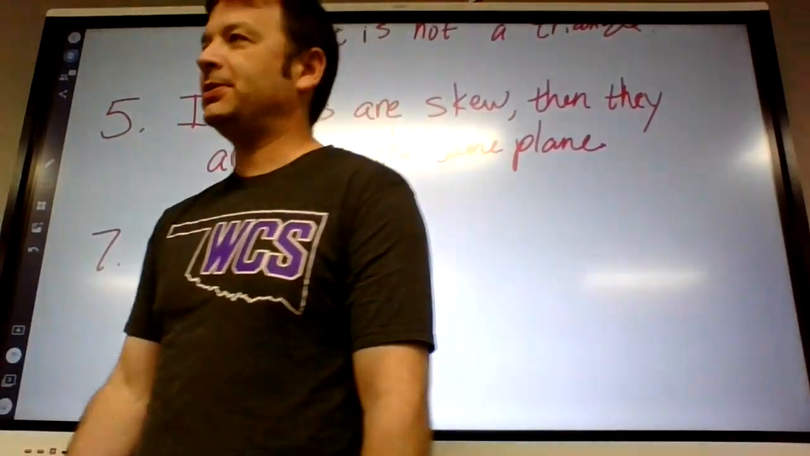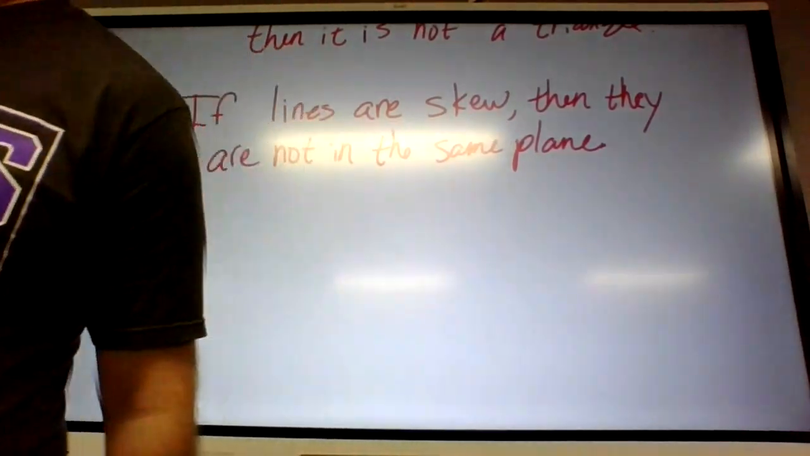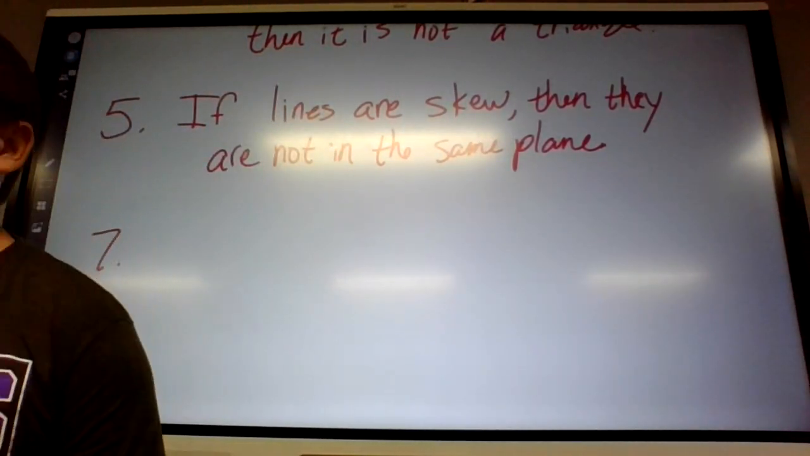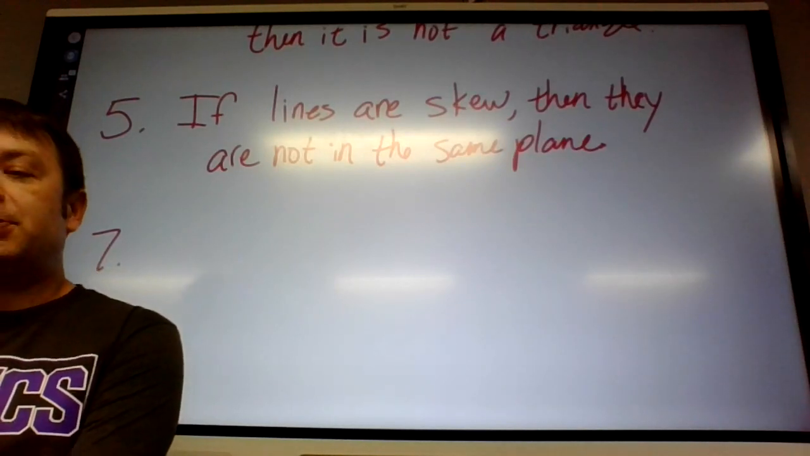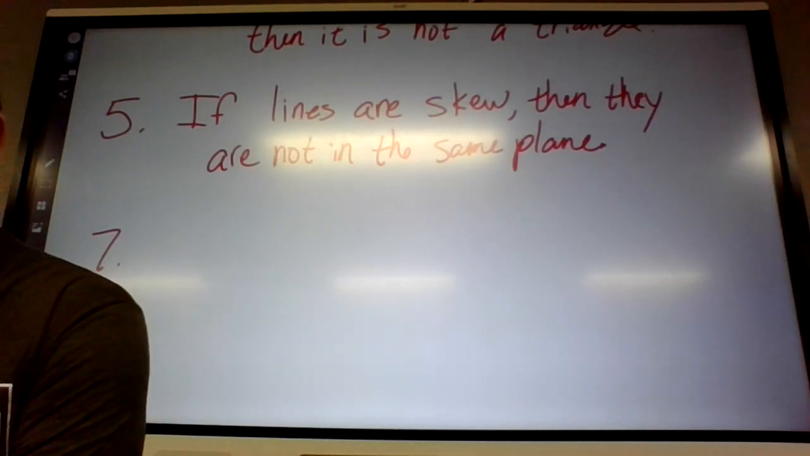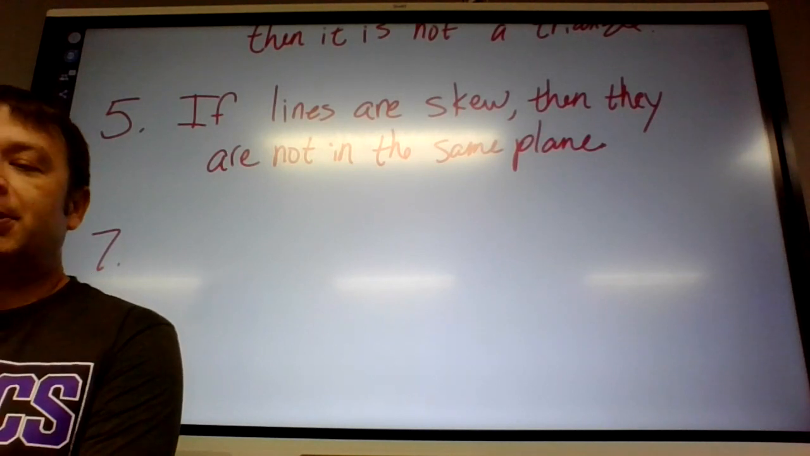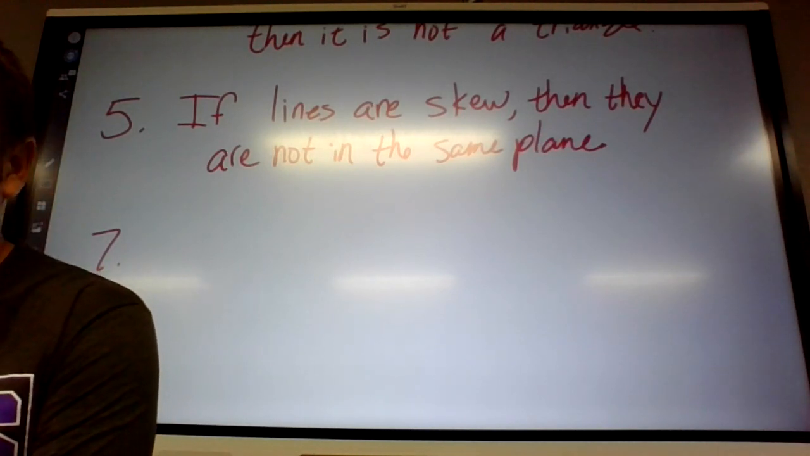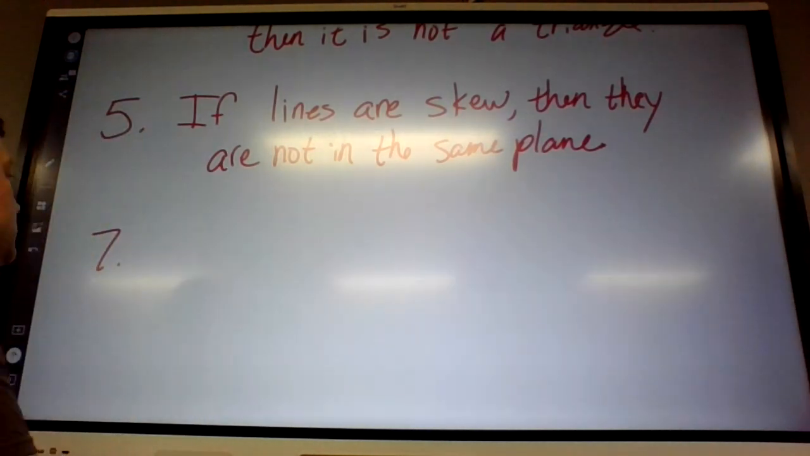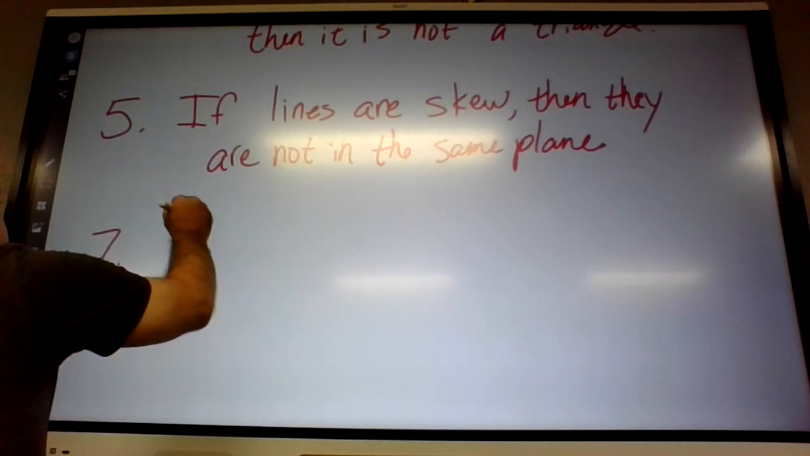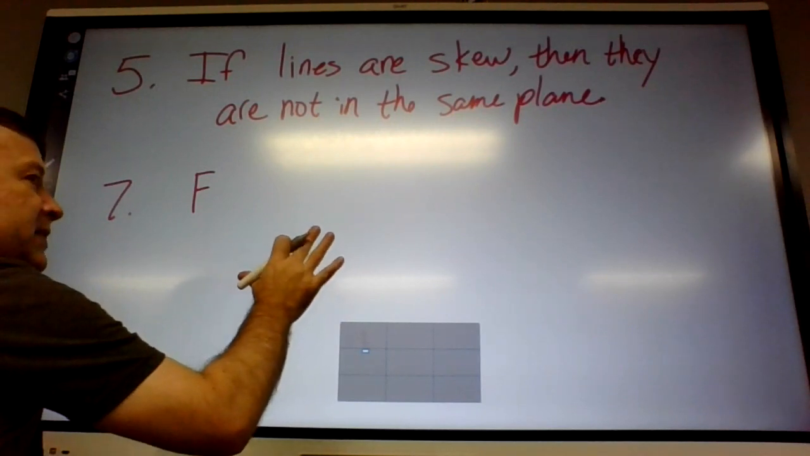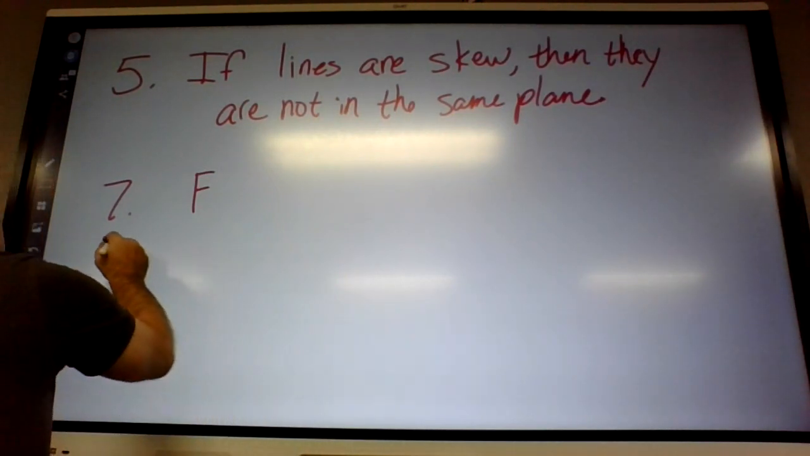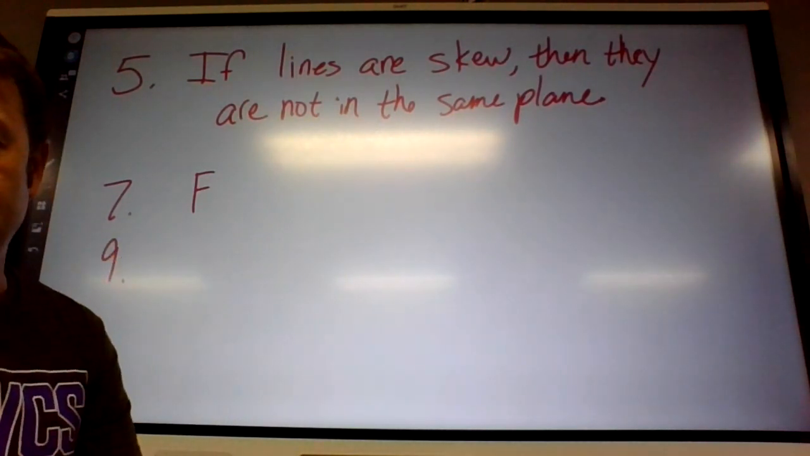Okay, 7. This one's not a sentence. I'll let you guys finish. Okay, 7 is just true or false. If a polygon is a triangle, then it is concave. False. Triangles don't have any caves, right? They're all convex. Okay.